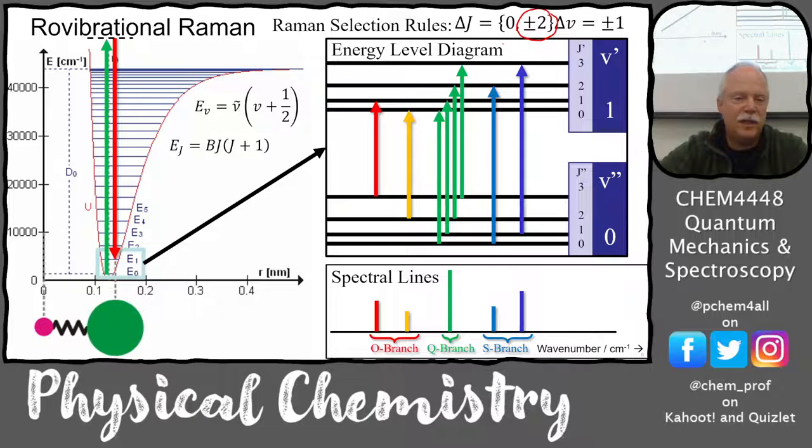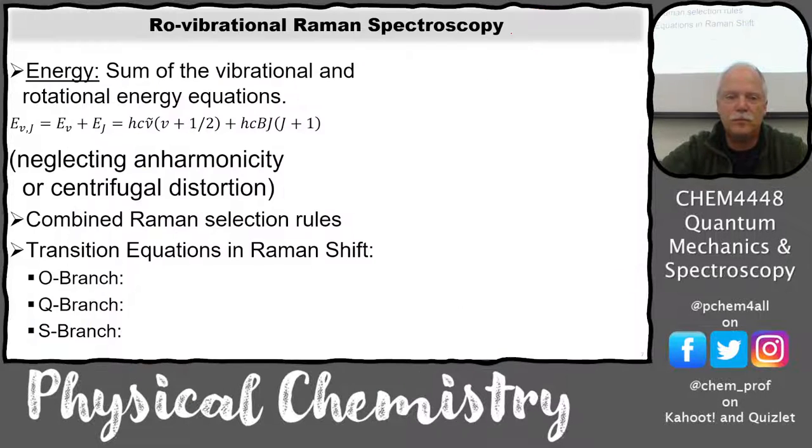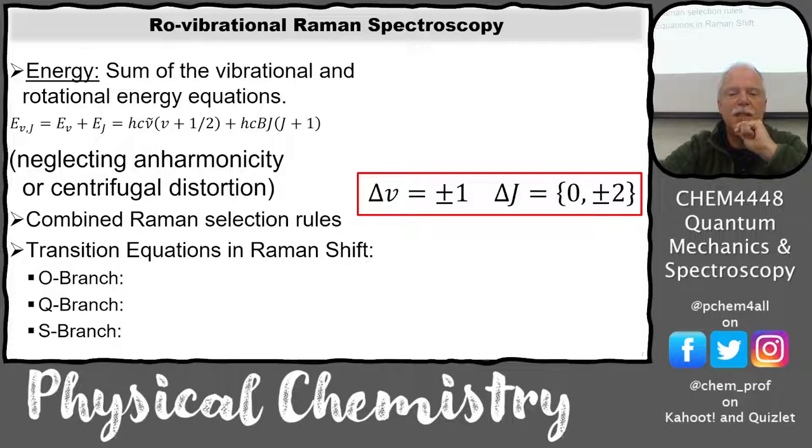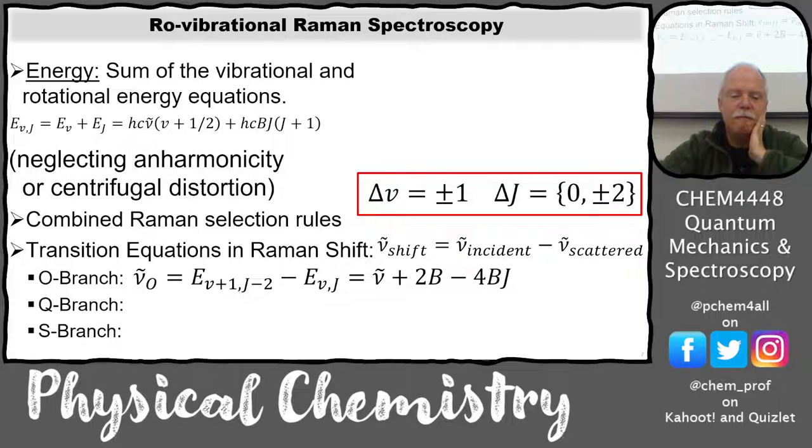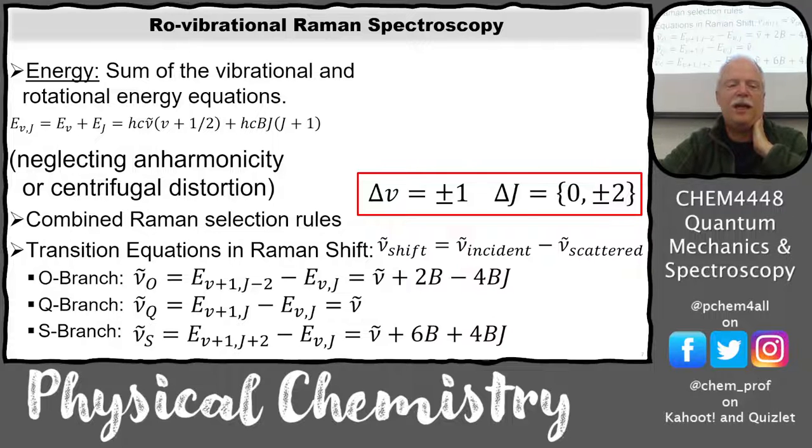So let's look at the transition equations for the Raman. This is the same kind of slide, but the difference is the transition equations in Raman shift. This is the difference between the incident and scattered photons, which is the Raman shift. So we take that V plus one and subtract V, and we take the J minus two and subtract J, and we end up with this particular transition equation for the O branch. The Q branch is the same, it's still the vibrational frequency. And then the S branch is that J plus two, minus the energy with J, and we end up with this transition equation.